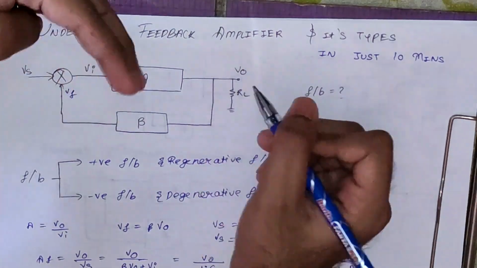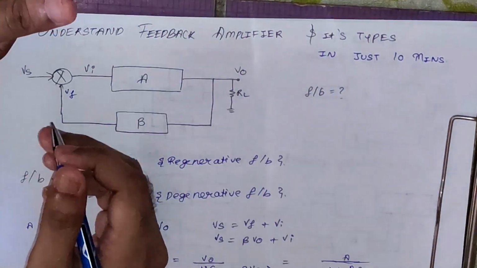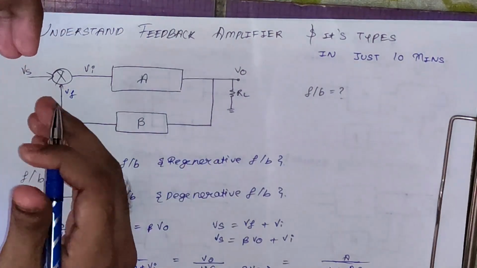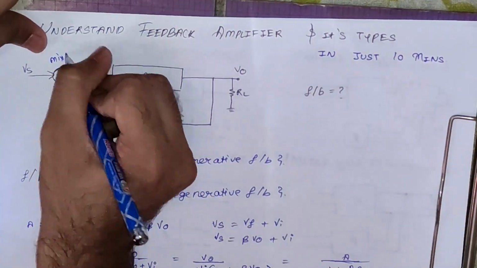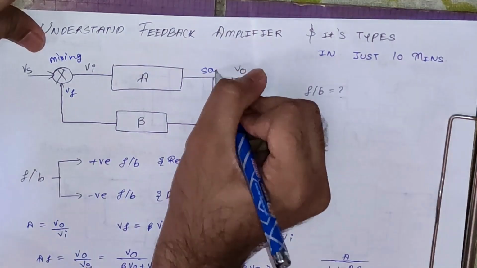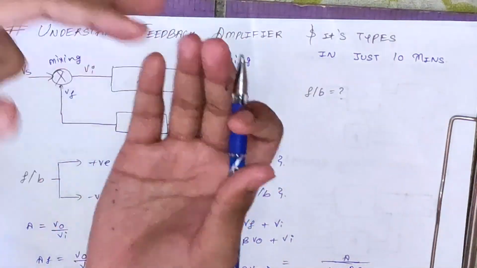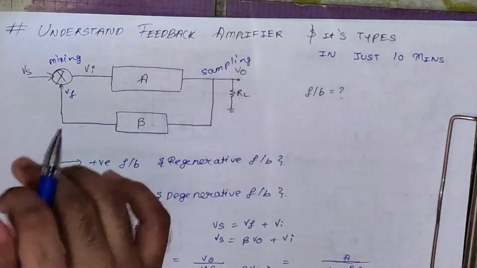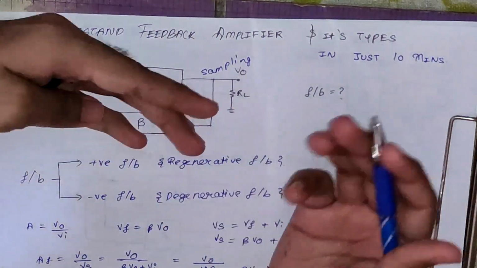Okay, here the process which we use to get the output voltage is sampling, and the process where we add the output voltage to the input is mixing. So basically here we are doing mixing and here we are doing sampling. We will see all types of mixing as well as all types of sampling also. Now we know what is the feedback connection, what is feedback. Now let us see what are the types of feedback.